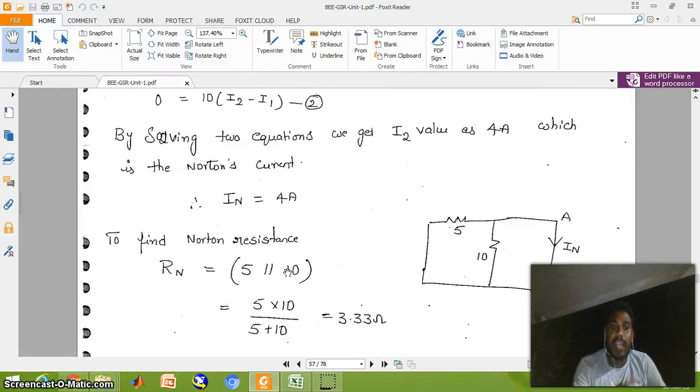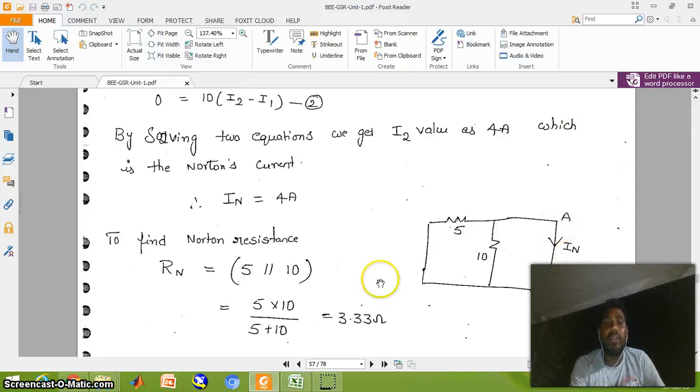Now calculate R Norton. R Norton is the same as R Thevenin. At the time of R Thevenin, the 6 ohm resistor is removed and the internal voltage source is replaced by its internal resistance. Here the voltage source internal resistance is 0, so the voltage source is taken as a short circuit. Now calculate R Norton between terminals A and B.